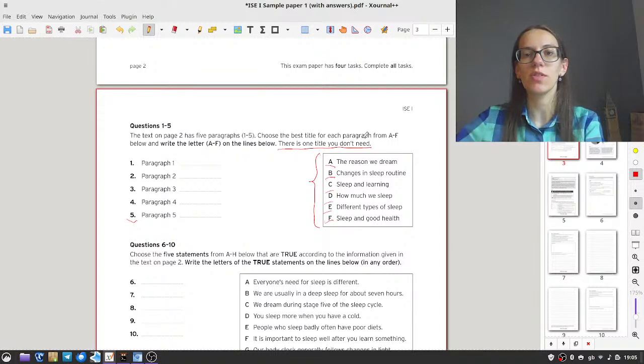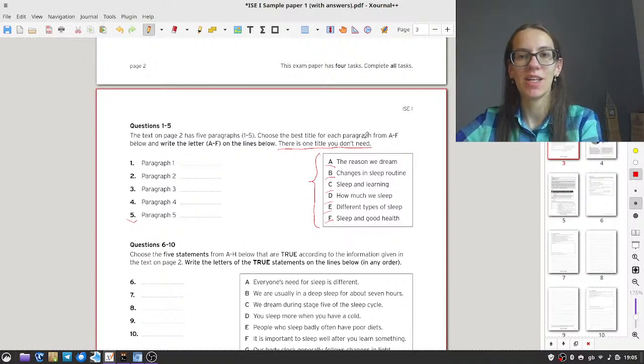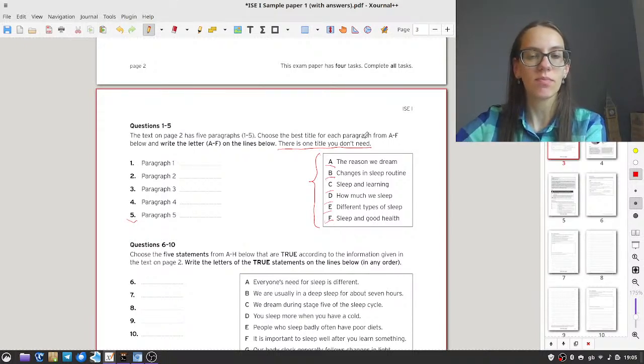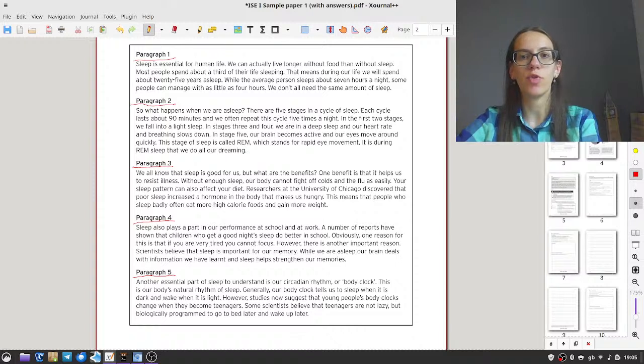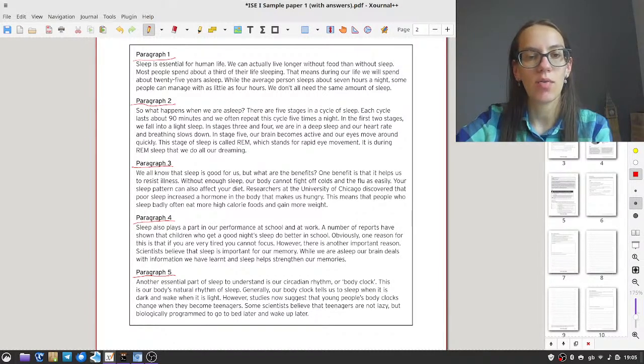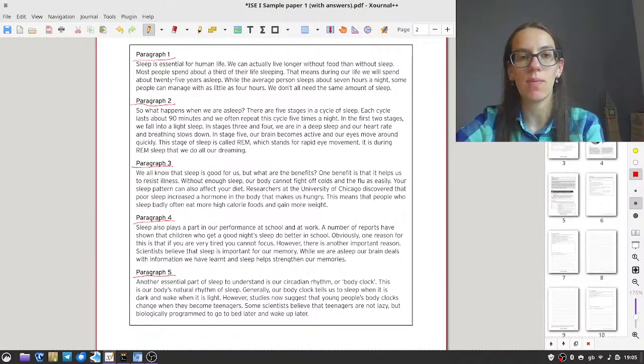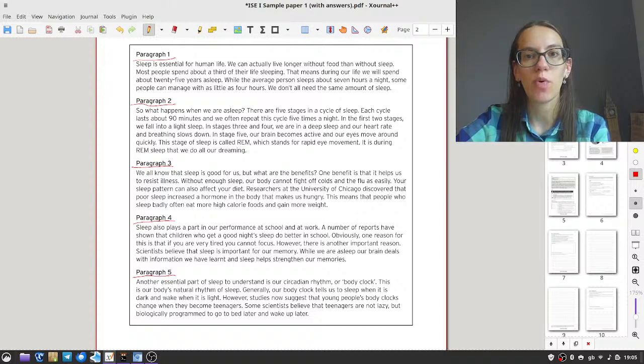This is very important. So one of them is a trick. It's just there to distract you. You don't need to use it. So you need to choose 5 of these titles and match them with the paragraphs. So actually it's good if you can read the paragraphs before we work through them together. If you watch this as a recording, you can pause the video.